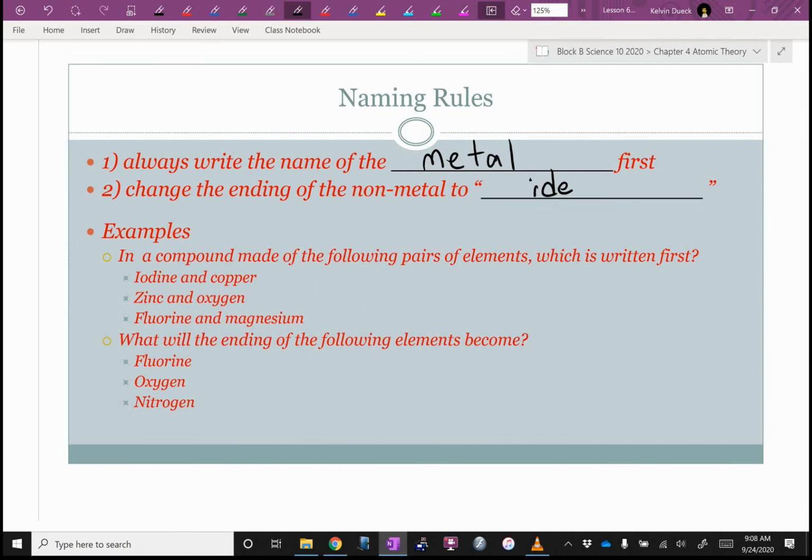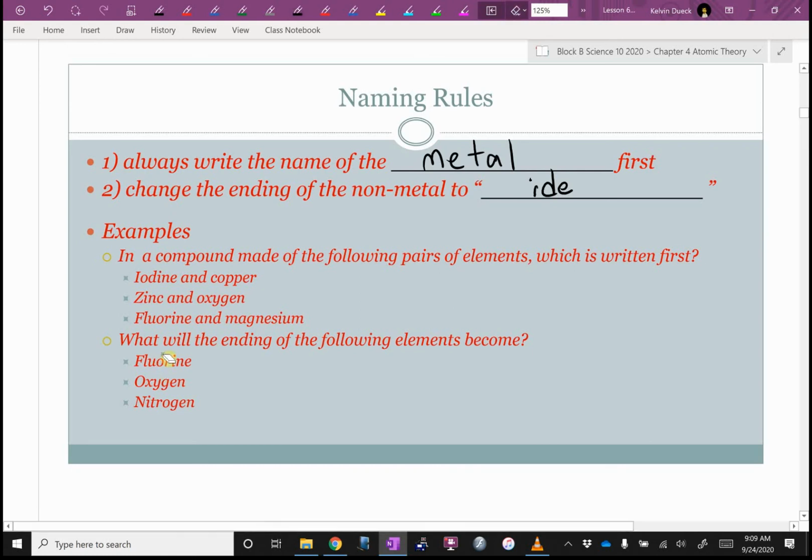So just some examples. I don't remember, did I include these in your notes, or is this just for us to look at? It's not in your notes, so let's just look up then. Iodine and copper, which one would you write first? Which one is the metal? Copper. You would call this copper iodide. If zinc and oxygen were combining, which one would you write first? You would call it zinc oxide. Fluorine and magnesium, you would write magnesium first, and you would call it magnesium fluoride.